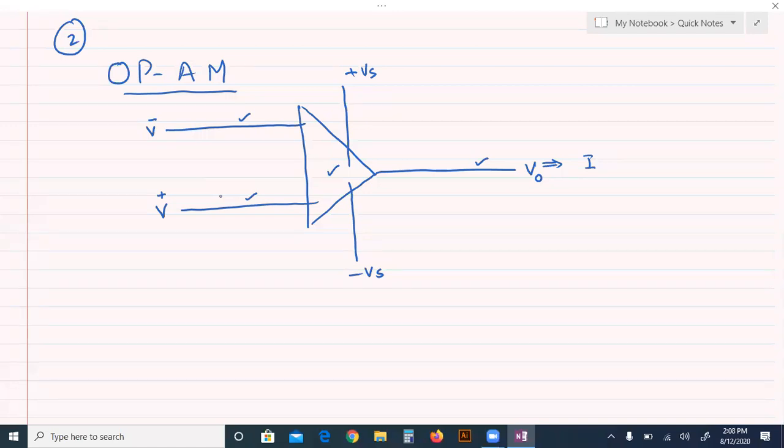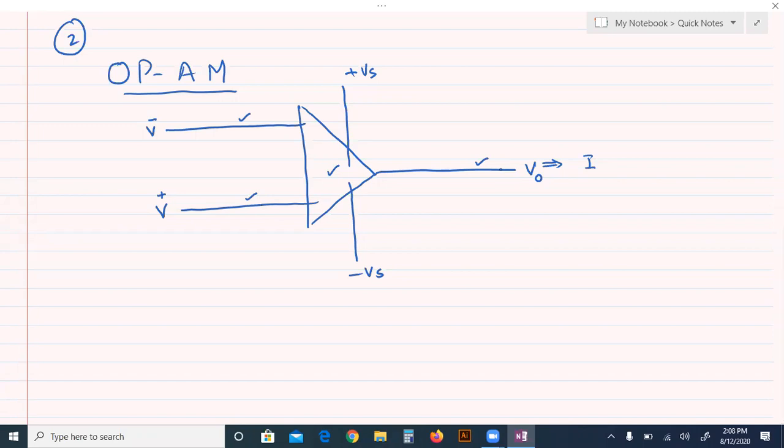But practically, number 1, the impedance of these two input terminals lies between 10 power 6 to 10 power 12 ohm. We have done this in the previous lecture. And number 2, the impedance of the output terminal is 10 power 2 ohm, meaning 100 ohm.